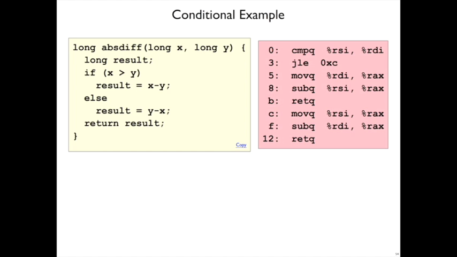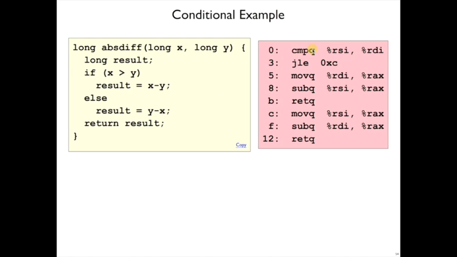Let's look at a more complete example. I have a function called absdiff, which takes an x and a y. If x is greater than y, then we set result to be the subtraction, otherwise we subtract the other way around. So the absolute value of the difference. And here is the machine code implementation of this.